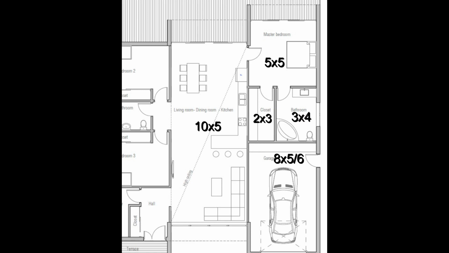Alright, so here we have the final part of the house. We have basically the living room, dining room, kitchen area. We have the master suite, the master utility, and the bathroom, and the garage in here. All of them have accurate measurements. The 10x5 is actually the length and the width of the main part of the building. 2x3 for the utility, 3x4 for the bathroom, 5x5 for the master suite, and 8x5 or 8x6 for the garage.